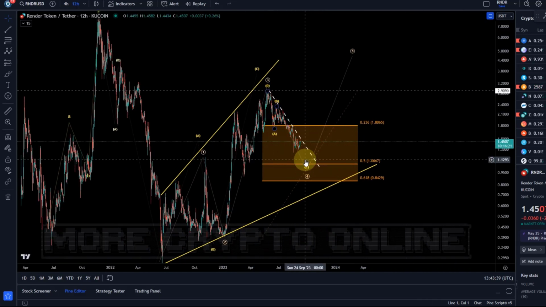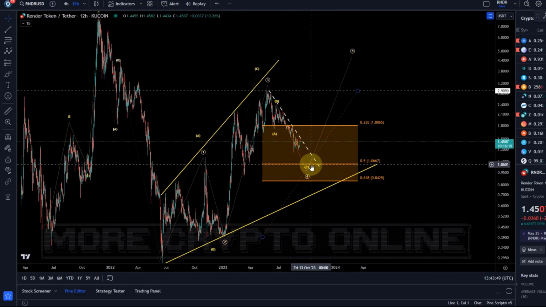But at the moment, the trend is down. So again, if you're a short trader, pullbacks to the trend line from below can, of course, be shorted. But next support is around the corner, basically, with $1.06.